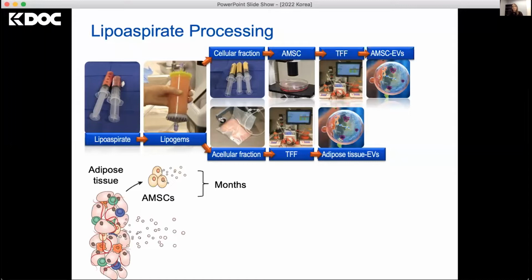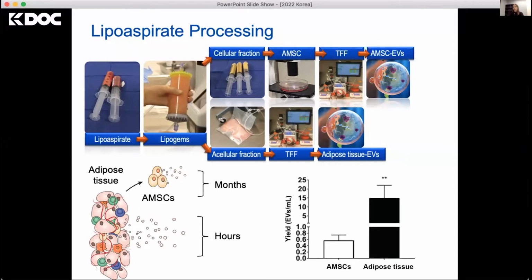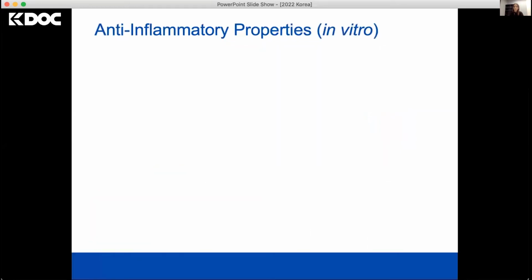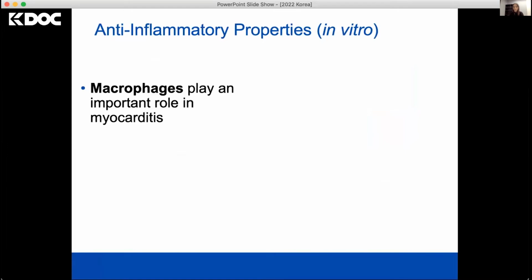And so the upper process will take months, the lower process will take just a few hours. And when we compare the conventional to the new method, we can see that the process that is very quick, just a few hours, will result in much more extracellular vesicles than the process that takes several months. So in terms of yield, we definitely have here an advantage. But of course, it's important to see whether they have any therapeutic benefit.